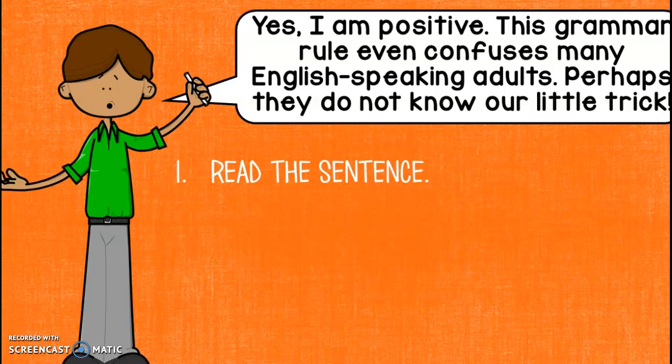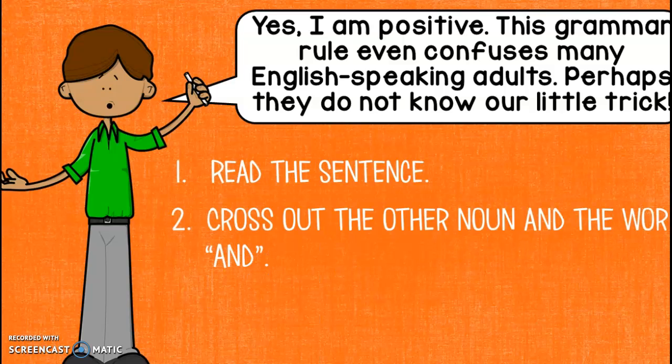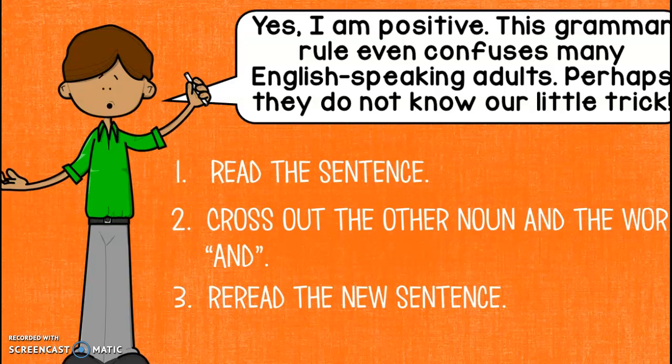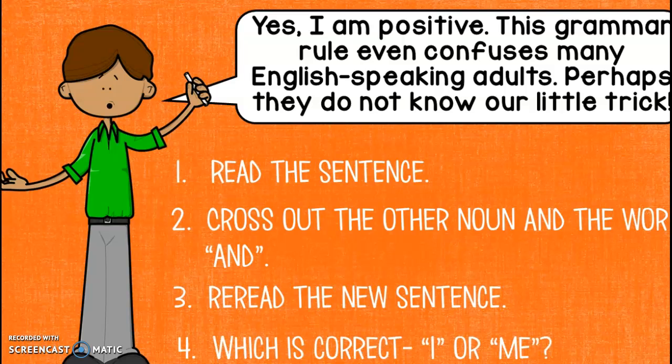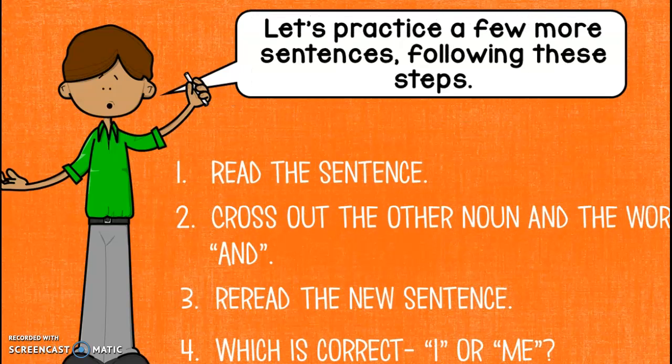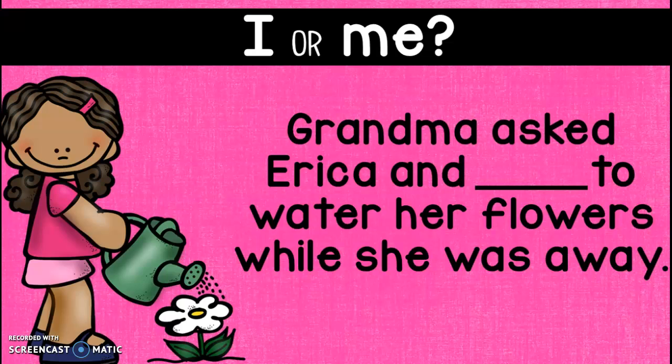Okay, so you want to make sure that you read the sentence. You can cross out the other noun with the word and, then reread the new sentence. And that will help you to identify if you should use I or me. Okay? All right, so we're going to try a couple.